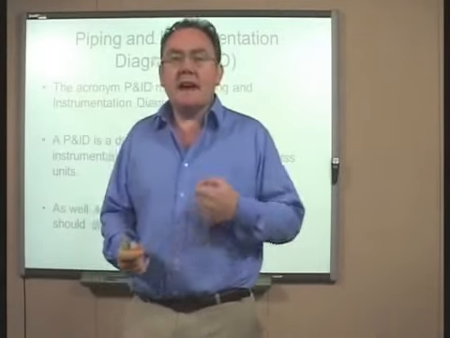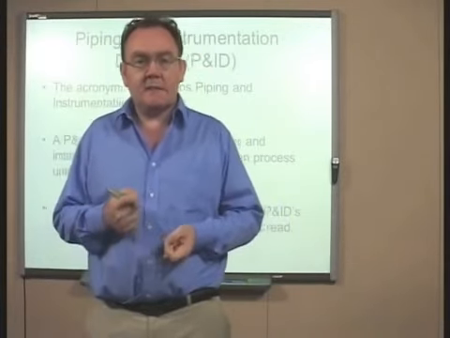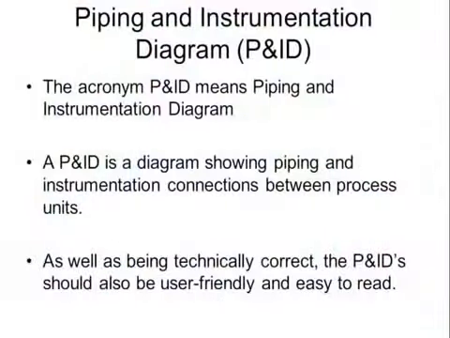Now, as we said, the acronym P&ID means piping and instrumentation diagram. Essentially, the P&ID is a diagram showing piping and instrumentation connections between process units. These process units are generally equipment items such as tanks, pumps, heat exchangers, in-process flow filters, etc. We're showing the piping connectivity and the instrumentation connections between those process equipment units. As well as being technically correct, the P&ID should also be user-friendly and easy to read.